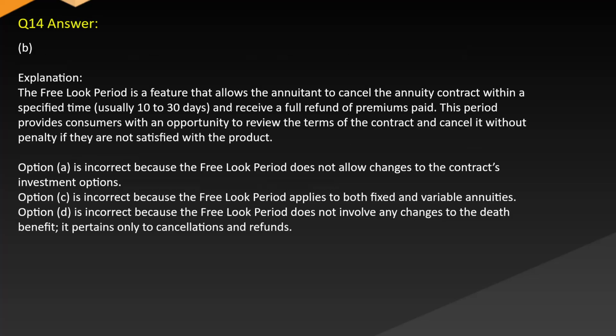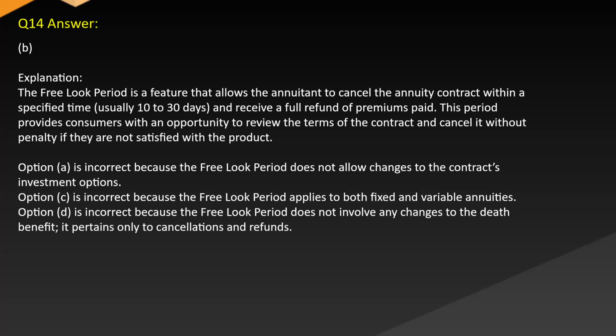Answer B. Explanation. The free look period is a feature that allows the annuitant to cancel the annuity contract within a specified time, usually 10 to 30 days, and receive a full refund of premiums paid. This period provides consumers with an opportunity to review the terms of the contract and cancel it without penalty if they are not satisfied with the product.